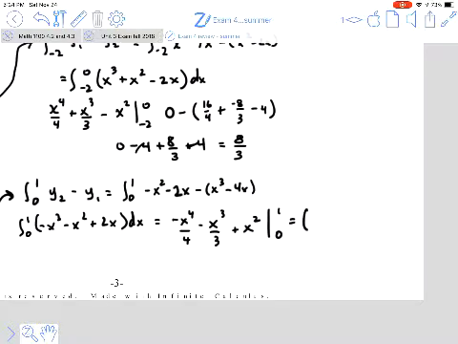So at the upper limit of 1, we're going to get 1 to the 4th power is 1, but then negative, so -1/4 minus 1/3 plus 1, and then subtract at the lower limit, which is 0. So this is -3/12 minus 4/12 plus 12/12. So that's -7/12 plus 12/12. That's 5/12.